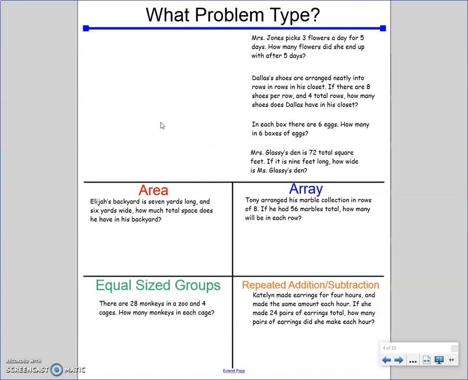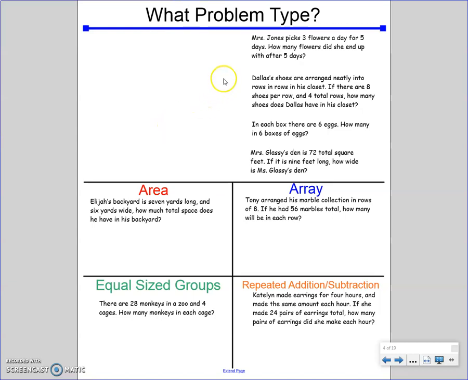Now, third grade, you're going to determine the problem type for these last 4 problems. I'll read it and you decide if it's an area problem, an array problem, an equal-sized group problem, or a repeated addition or subtraction problem. Mrs. Jones picks 3 flowers a day for 5 days. How many flowers did she end up with after 5 days?